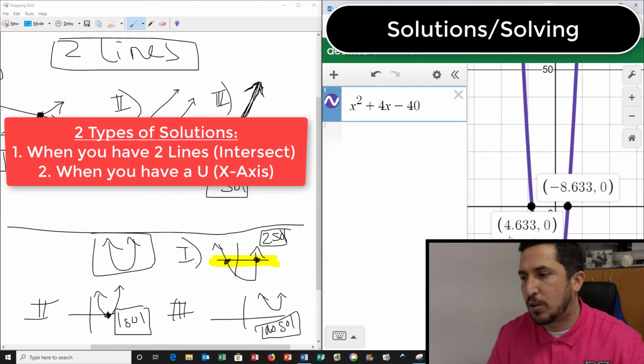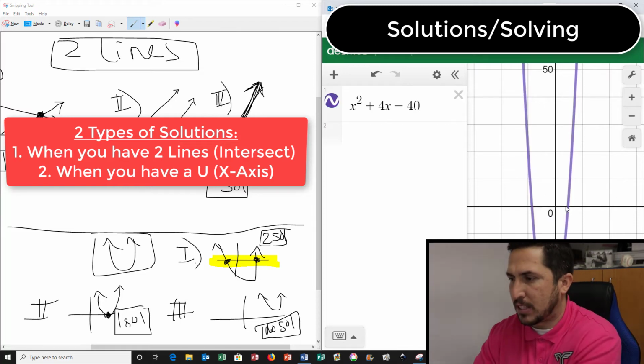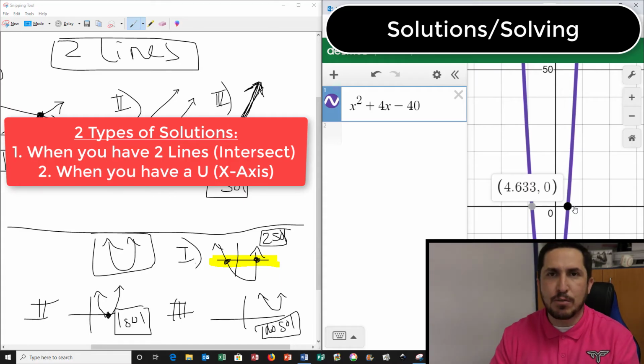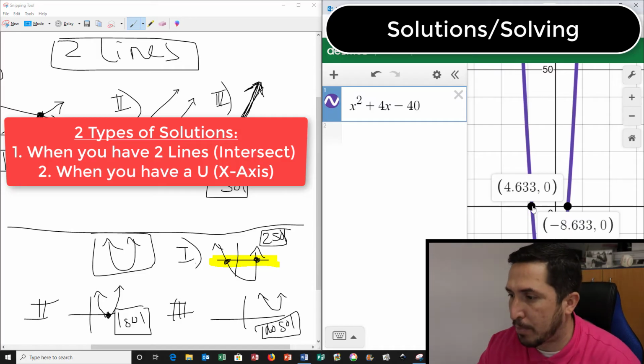Now sometimes they'll ask you, hey, give us the positive answer. So then you just give it the positive answer. That's it, 4.63, you're done. They might ask you for the negative one, or the positive one. Normally they ask you for both, so you just put both of them, wherever it touches.